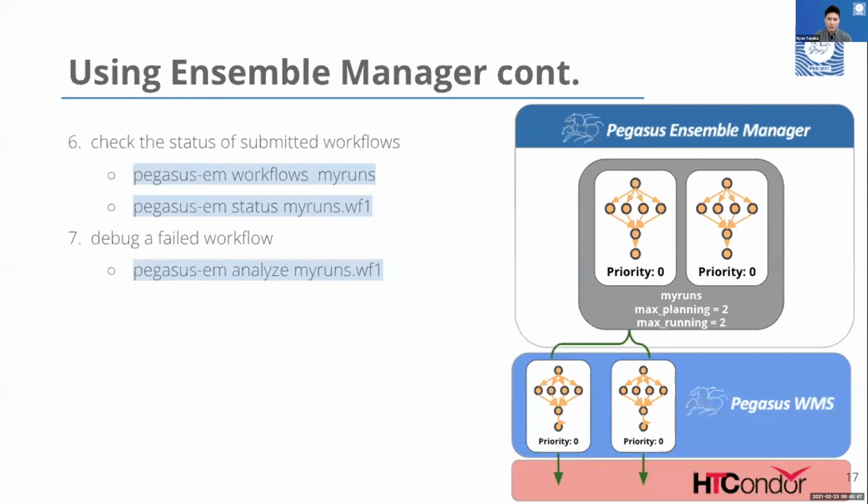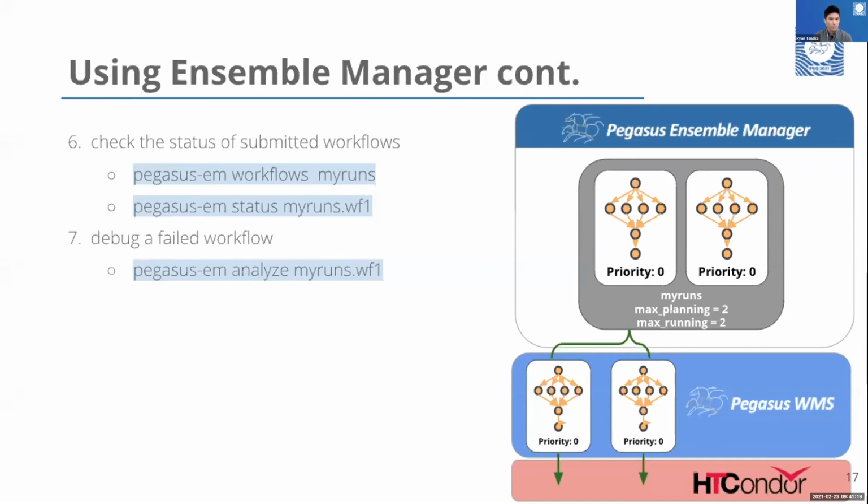Okay, so after you've done that, at some point, these workflows are going to be up and running. And if you want to go ahead and monitor them, there's several ways that you can do that. So the first thing is use pegasus-em workflows and then the name of your ensemble. And that will give you sort of a high-level overview of the status of all the workflows in that ensemble. Then if you want to look at more detail into each workflow, you can use the pegasus-em status command. So internally, that just calls pegasus-status, and that will show you the same output that pegasus-status does.